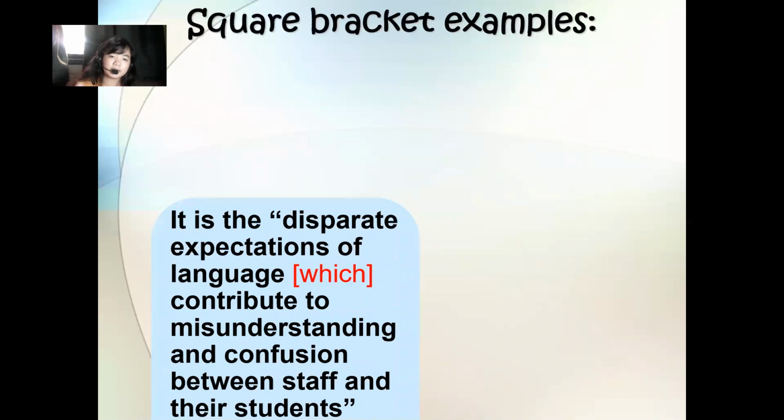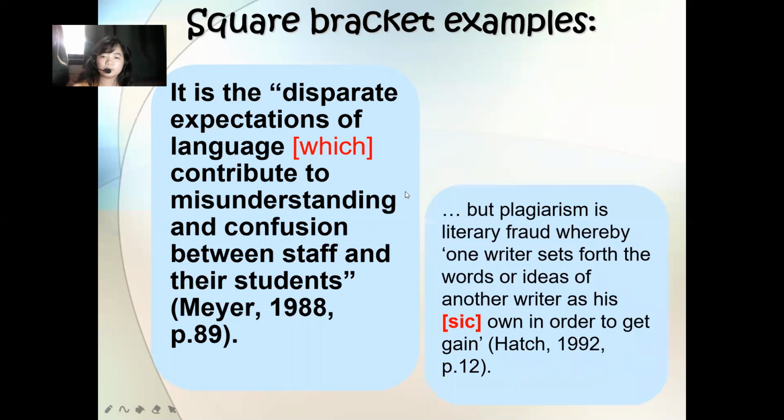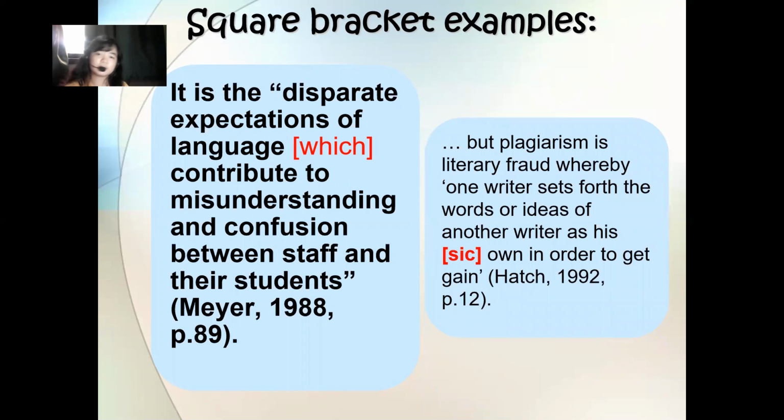Example of square bracket. Disparate expectations of language contribute to misunderstanding, and then grammatically incorrect siya, we need to provide which to connect language and contribute. So butang ta og bracket between language and contribute, signify nga nagbutang ta og additional nga word to correct the grammar.